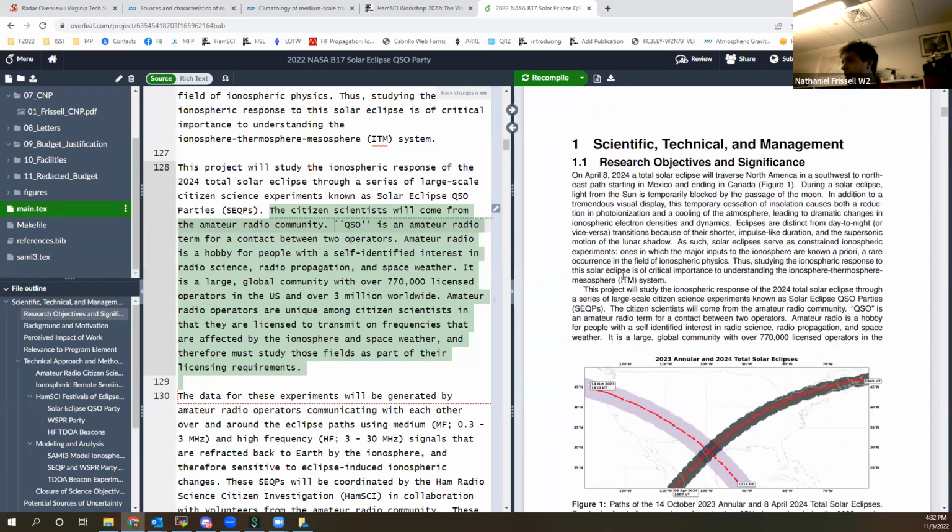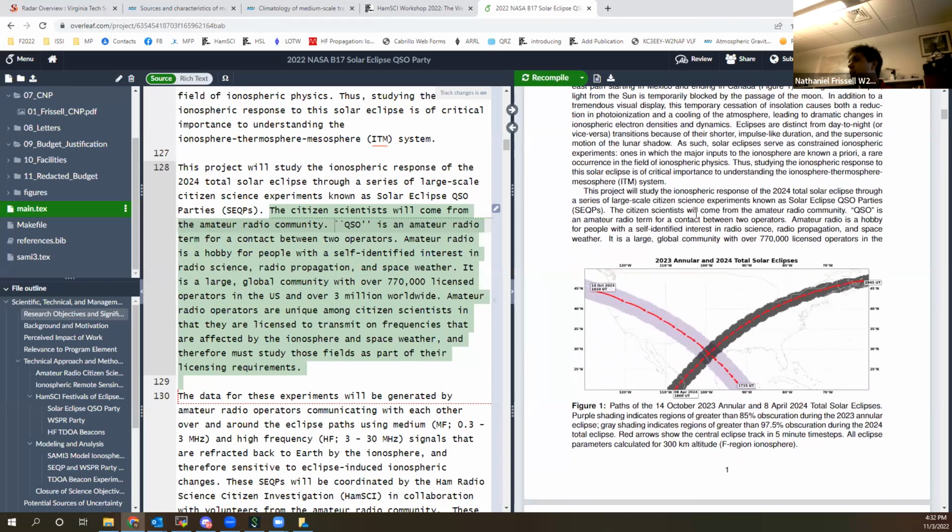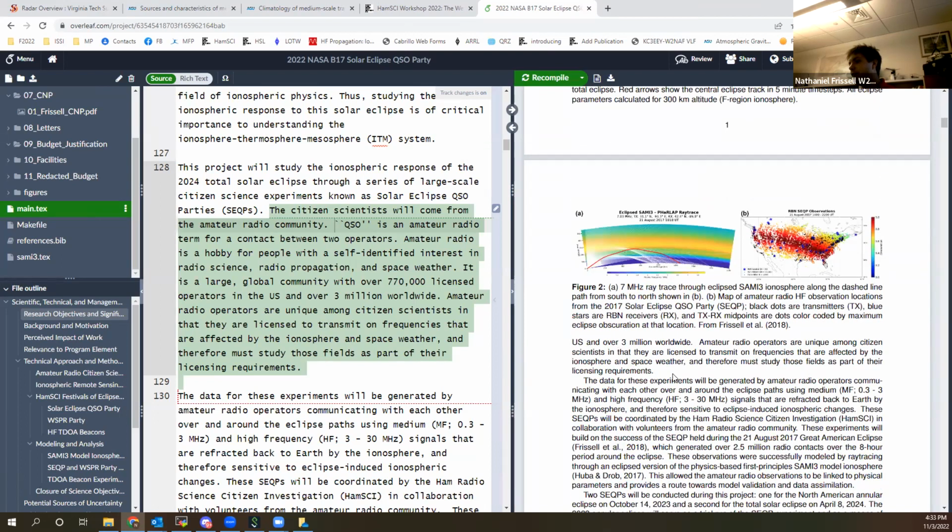Okay, so now I have it like this. This project will study the atmospheric response to the 2024 total solar eclipse through a series of large-scale citizen science experiments known as solar eclipse QSO parties, SEQPs. The citizen scientists will come from the amateur radio community. QSO is an amateur radio term for a contact between two operators. Amateur radio is a hobby for people with a self-identified interest in radio science, radio propagation, and space weather. It is a large global community with over 770,000 licensed operators in the US and over 3 million worldwide. Amateur radio operators are unique among citizen scientists in that they are licensed to transmit on frequencies that are affected by the atmosphere and space weather, and therefore must study those fields as part of their licensing requirements.